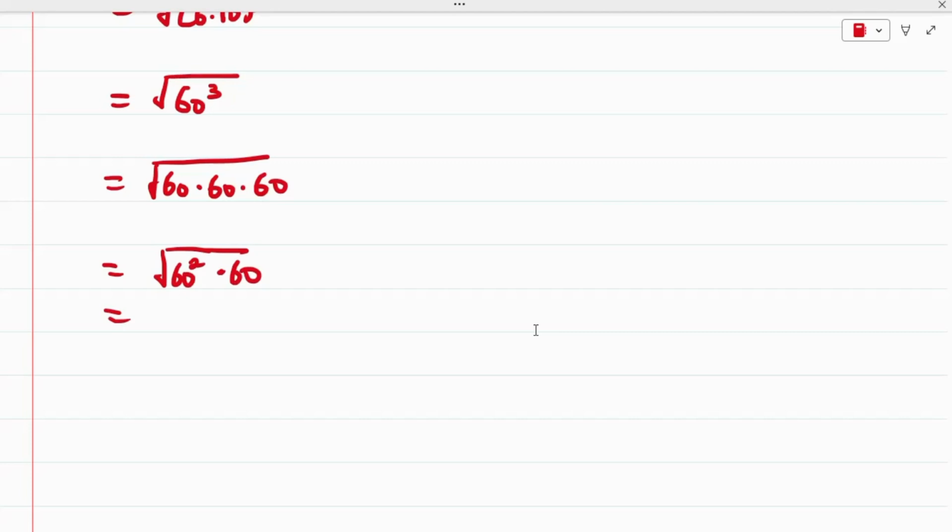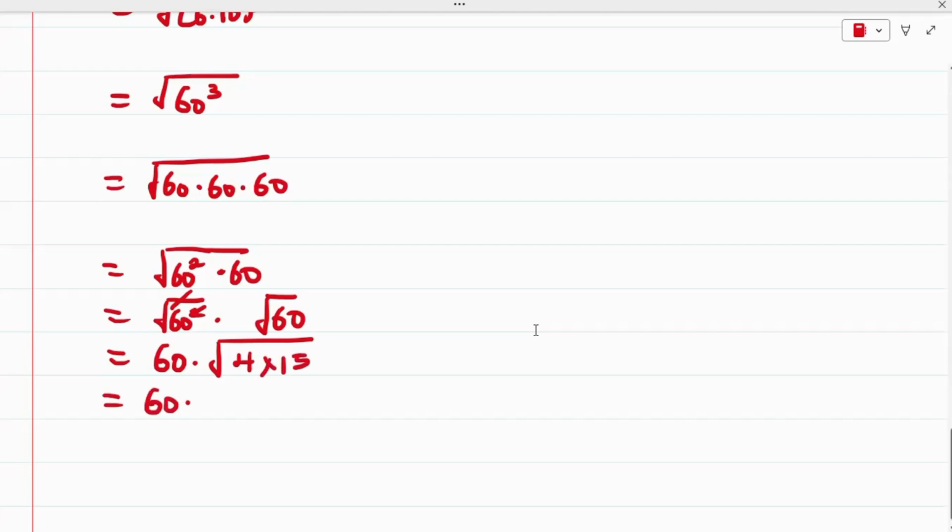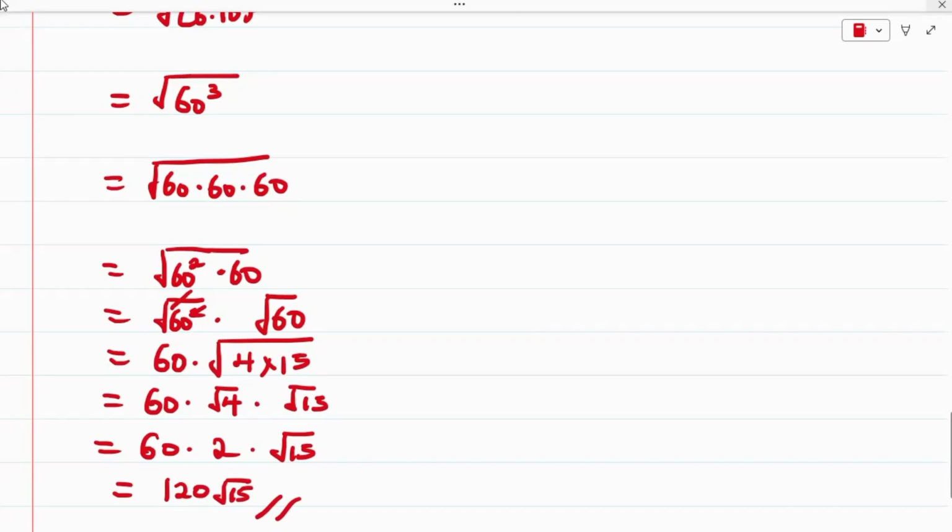So this is equal to the square root of 60 square multiply the square root of 60. This we cancel out, and we have 60 multiply the square root of 60, now 60 can be expressed as 4 multiply 15, and this is equal to 60 multiply the square root of 4 multiply the square root of 15, and this is equal to 60 multiply the square root of 4 which is 2 multiply the square root of 15, and this is equal to 60 multiplied by 2 is 120. 120 multiply the root of 15, we have 120 root 15, and this becomes the final answer.